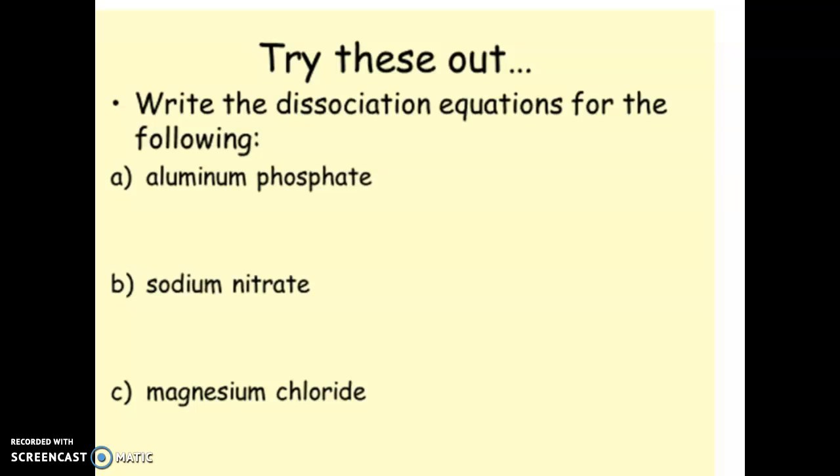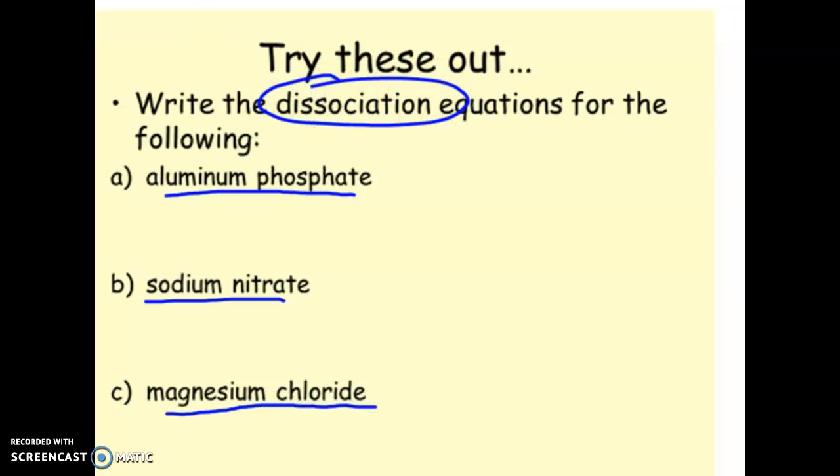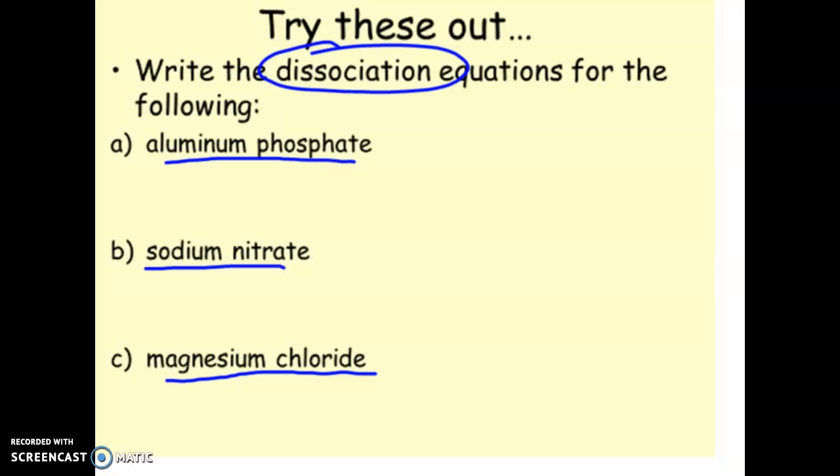Okay, so give these 3 a try. So we have aluminum phosphate, sodium nitrate, magnesium chloride. So remember, you're writing out dissociation equations for this. So pause the video, give these 3 a try. Okay, so let's take a look at what we should have here.